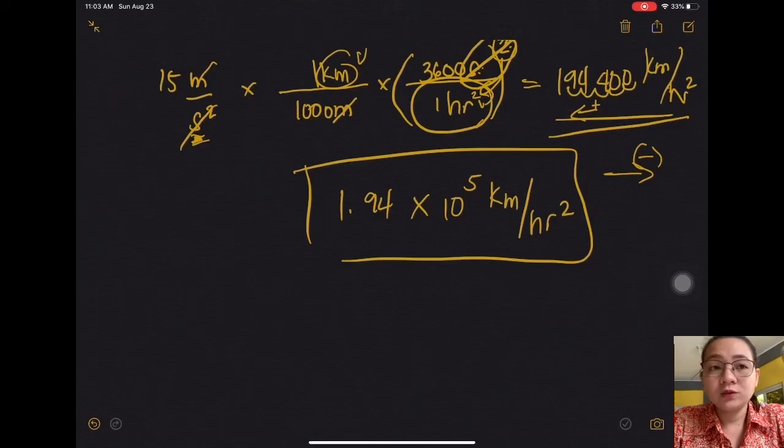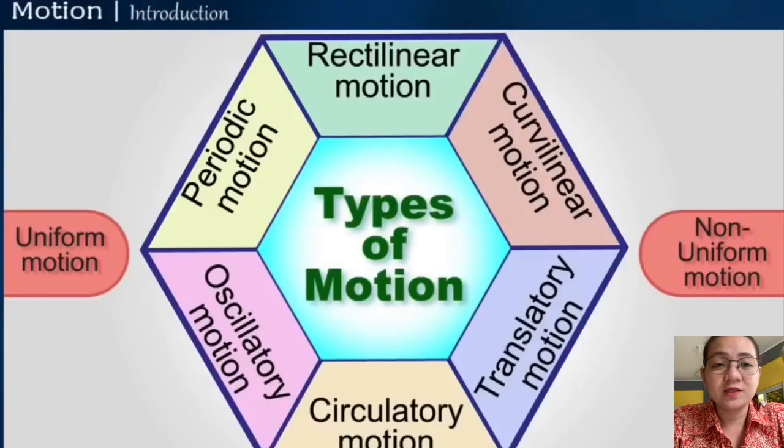Now, moving on to the next lesson. The next lesson is simply types of motion. So, this is the next lesson that we're going to discuss.